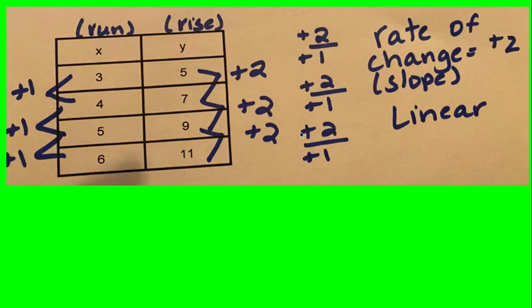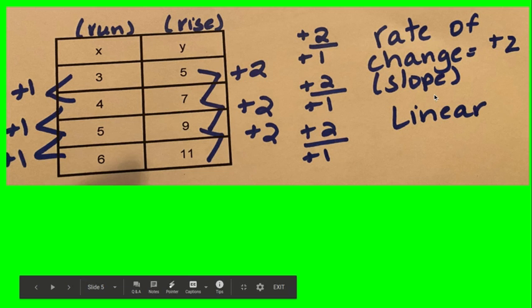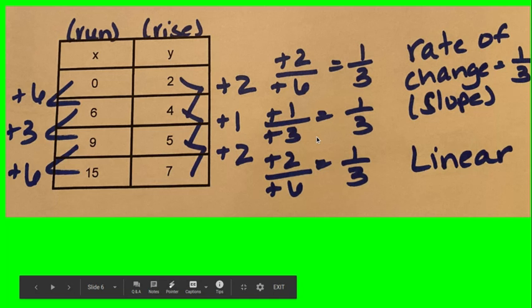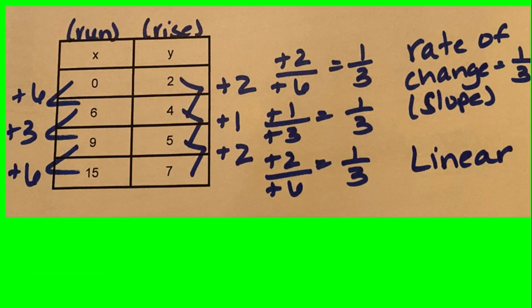As I go between all my points, I'm constantly rising 2 units and running 1 unit: up 2, right 1, up 2, right 1, up 2, right 1. When I am constantly going at the same rate like that, it is a linear function. So my rate of change here would be positive 2. I simply simplified 2 over 1 to 2. And therefore, the slope is 2. It's linear. Here's our next one.